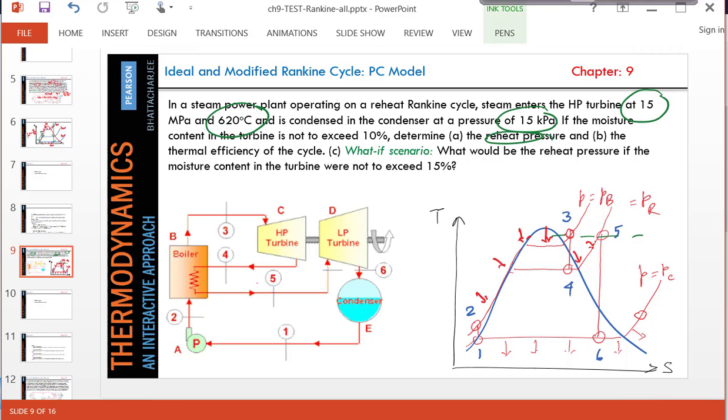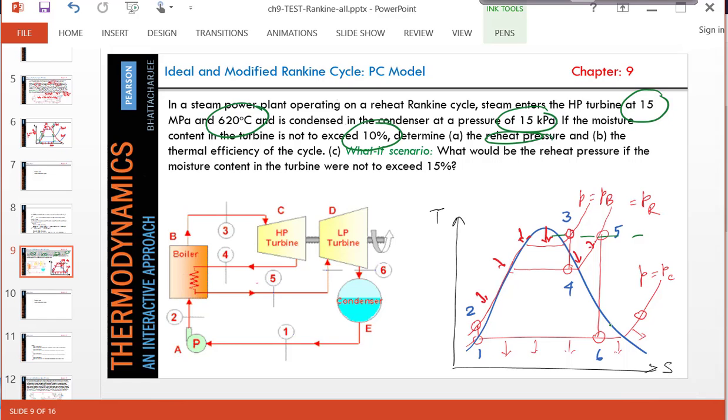And then from 5 to 6, we have the second, low pressure turbine. So 5 to 6 again is isentropic, and given the condition that the moisture content at the exit should not exceed 10%, which means the quality can be 90%, cannot be below 90%, because if quality is below 90%, then moisture content will be more than 10%. So basically the quality is given as 90%. So this is the closure of the problem.